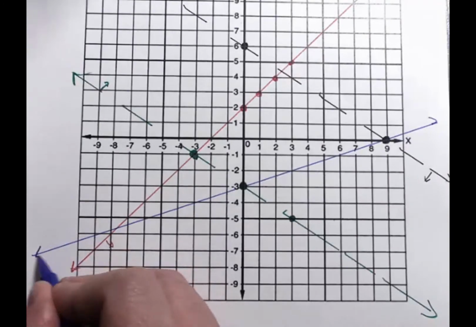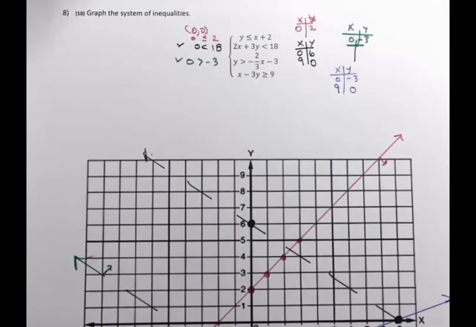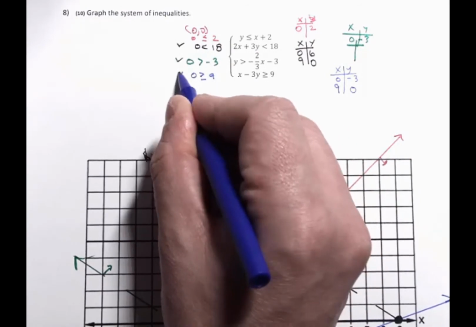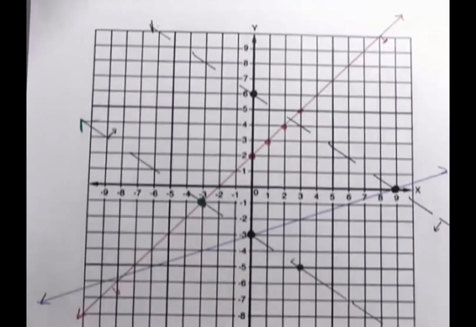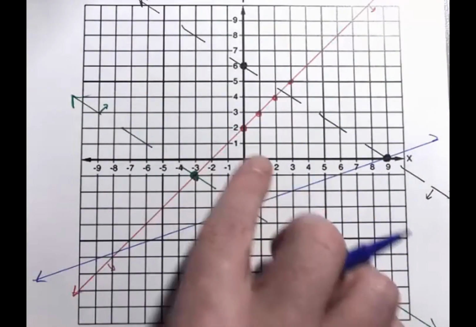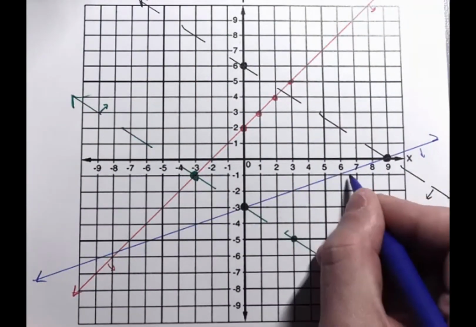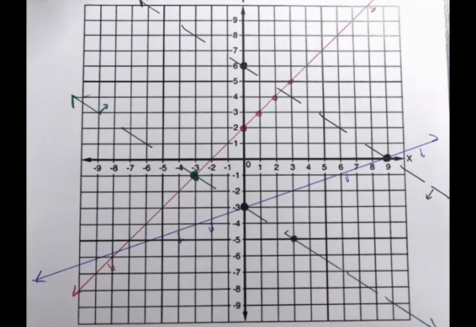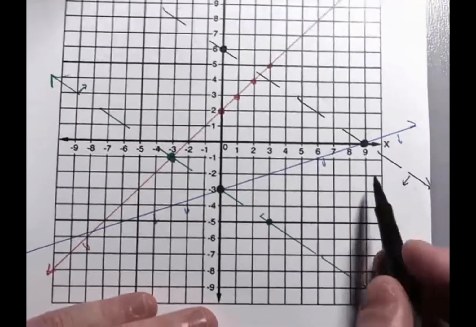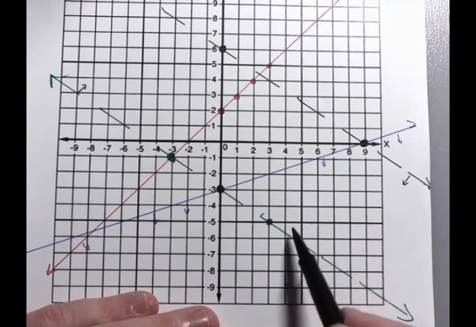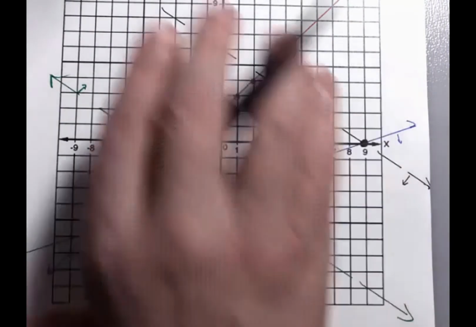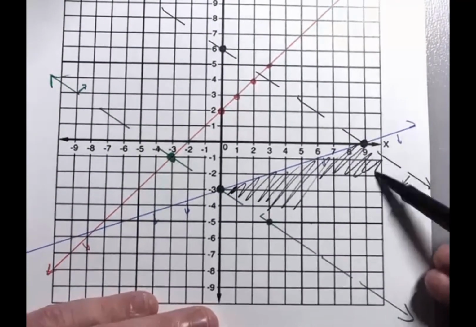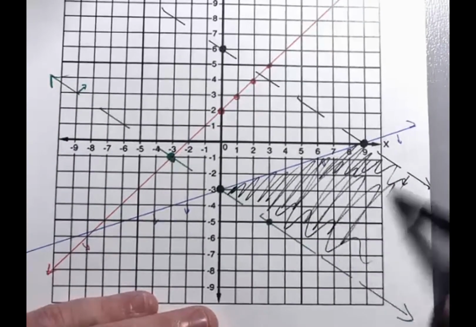For this particular case, when I come back and test 0, 0, is 0 bigger than or equal to 9? That is a false statement. So I don't want to shade the region that's above. I actually need to shade below this one. Interestingly, the red line was not really useful to the actual shaded region, which was below black, below blue, above green, and everything's below red. So our region of shading should be this region right here.